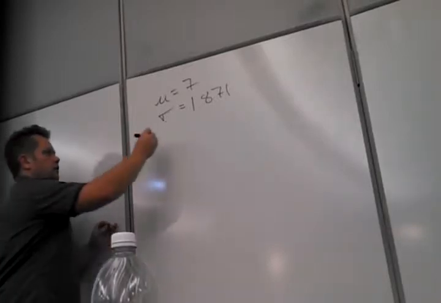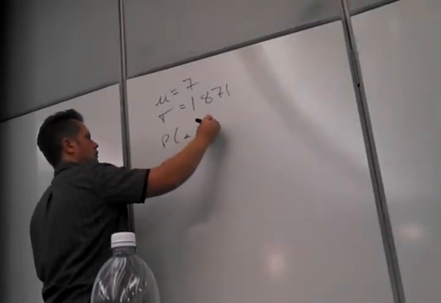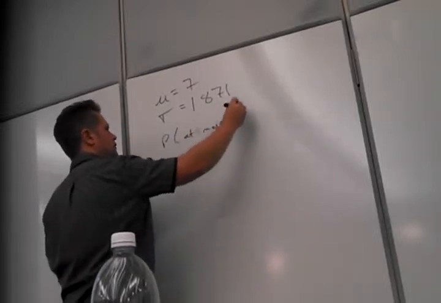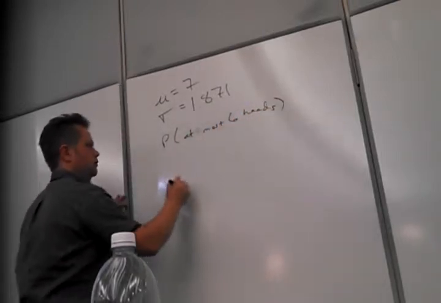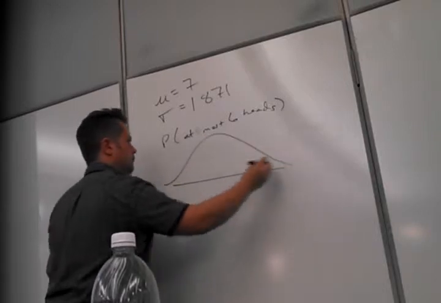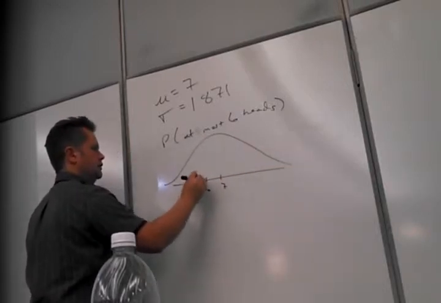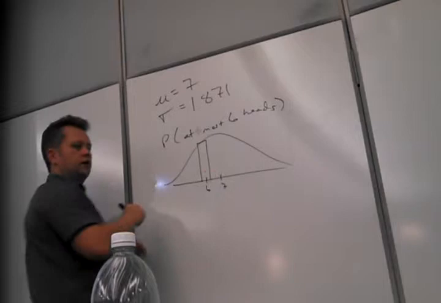If I want to know the probability of at most 6 heads, when I graph this, I have 7 here, here's 6. And 6 is really this bar here, right?